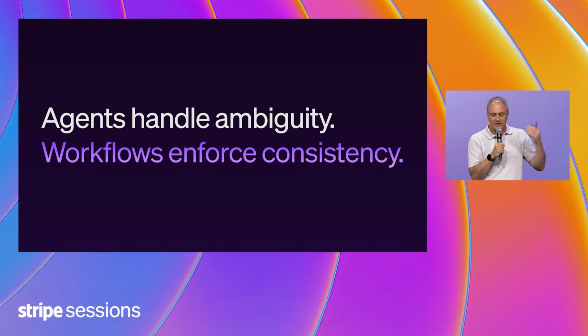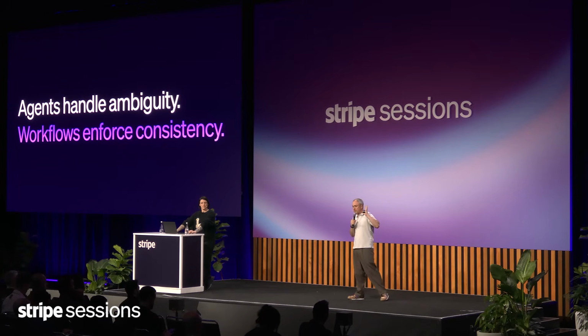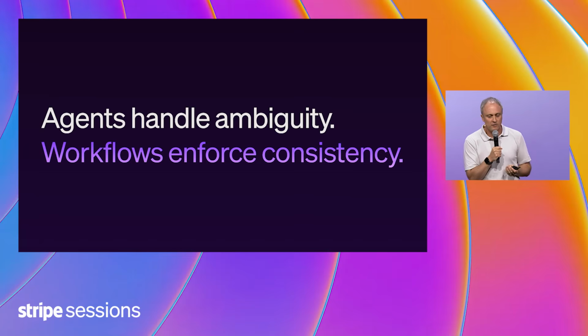You want it to run the same way every time, whether it was triggered by an agent, by a support rep, or by some other system at 3 a.m. in the morning. So agents are really for tasks where flexibility is a feature of the task, but workflows are for tasks where consistency is a requirement. And in many real systems, you'll probably need both.